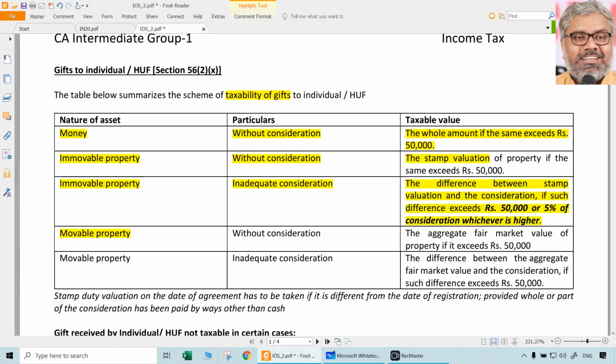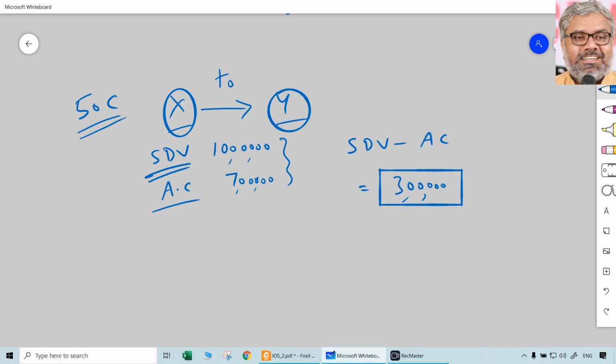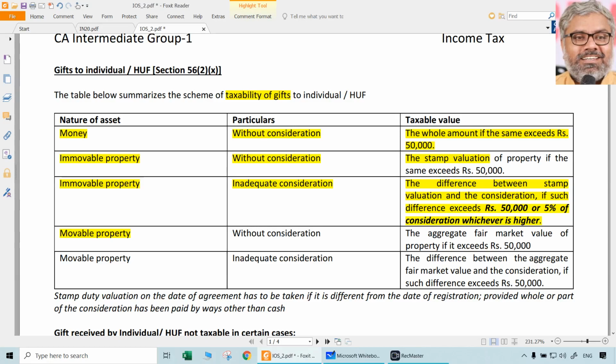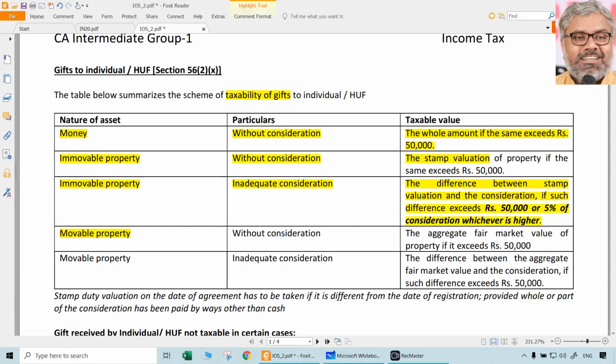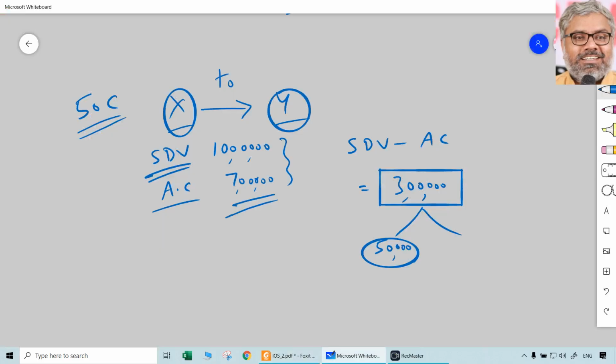If the difference between stamp valuation and consideration, which in this case is 3 lakhs, we can call this inadequacy from now on. Is that inadequacy exceeding 50,000? Yes. But that is not enough; there is one more condition. We have to check this 3 lakhs with two things, not just one. One is, of course, 50,000, that is the standard amount. And there is one more thing, that is 5% of actual consideration. Whichever is higher is what we should compare with the inadequacy.